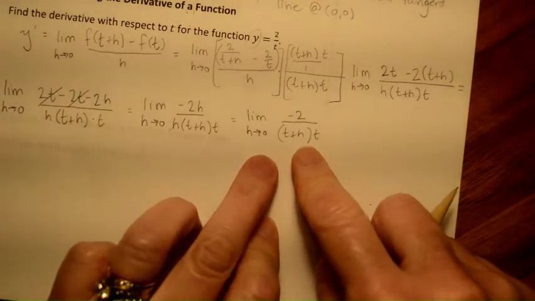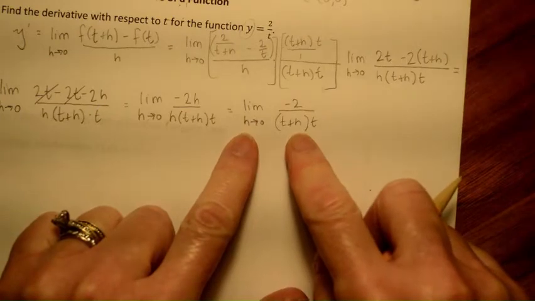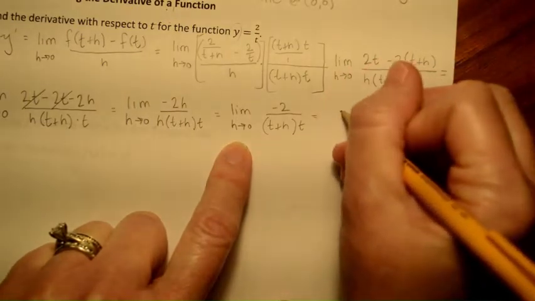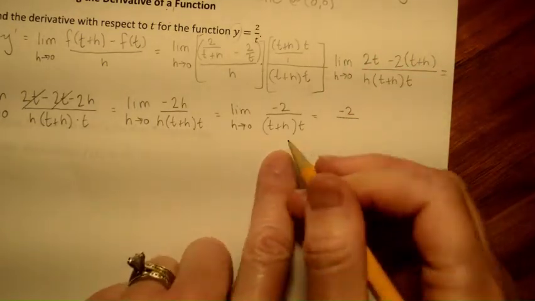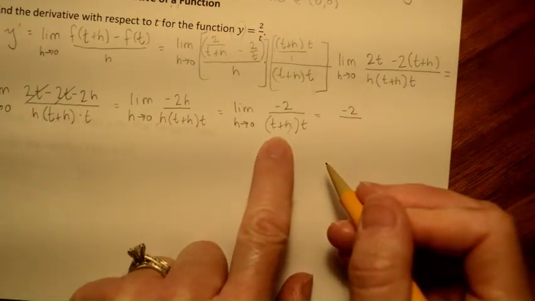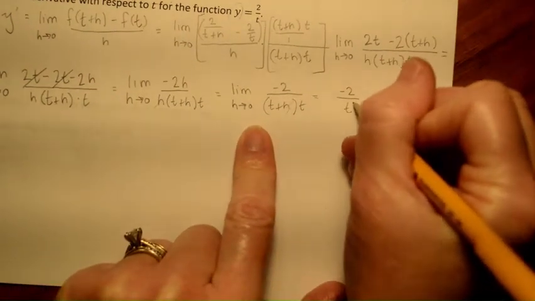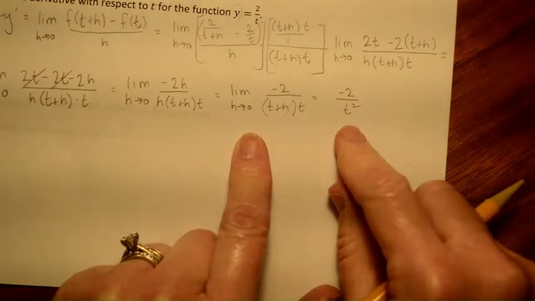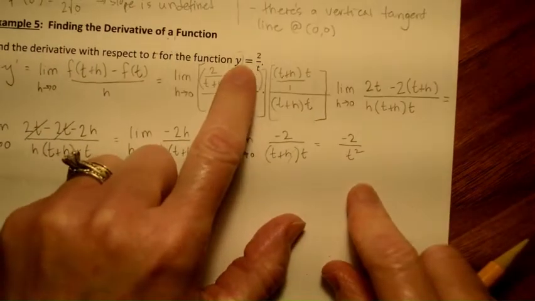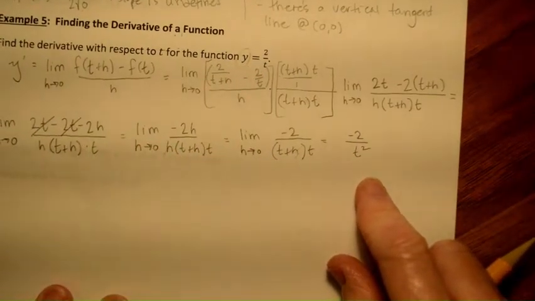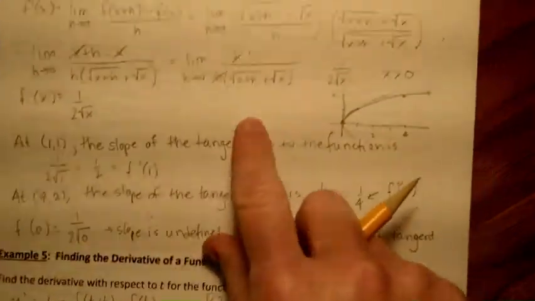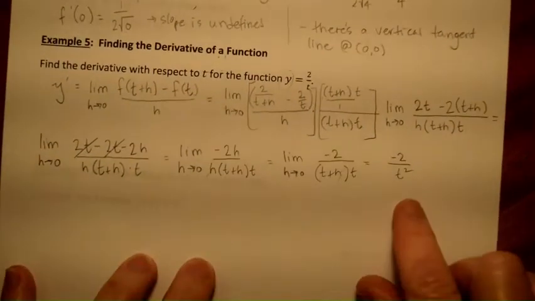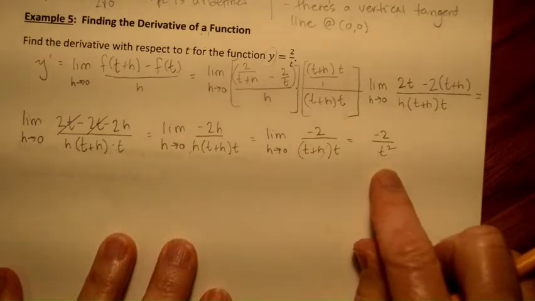All right, we still have an h in here. Again, that's why we still have the limit. We can't get rid of that until we actually take the limit, until we actually plug 0 in for h. All right, and when we do that, we end up with negative 2 in the numerator. In the denominator, this h goes away, and so we just are left with t here. So t times t gives us t squared. All right, and again, that's y prime, or the derivative function for the original function of 2 over t. Okay, so in our last example, it asked us to find the slope of the tangent at specific points. It doesn't ask us to do this, it's just saying to find the derivative, so we're done here.